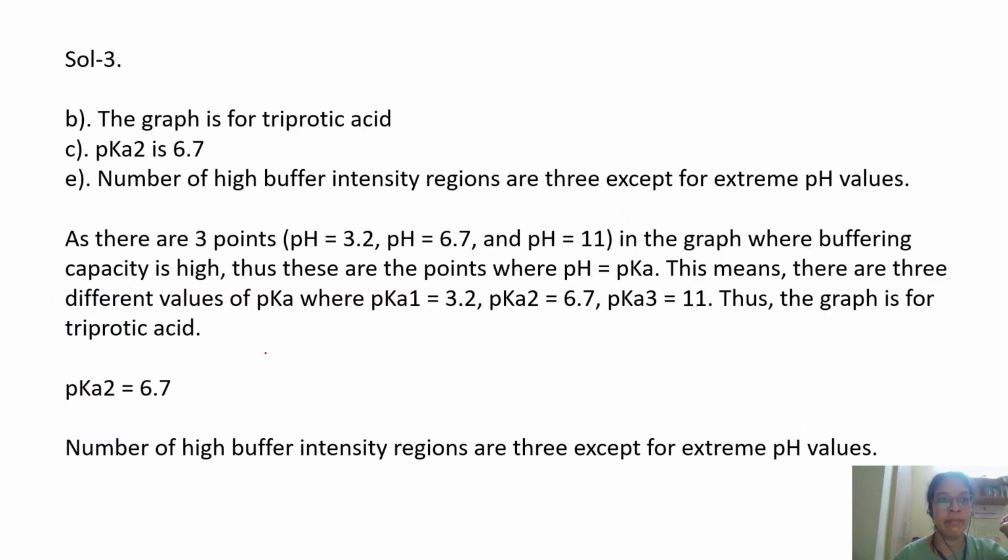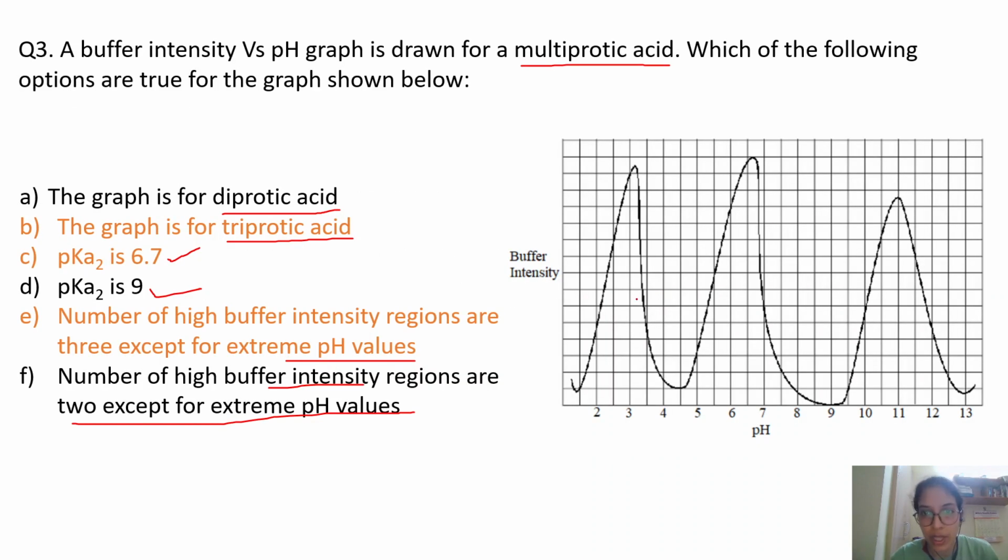So there are 3 points, pH 3.2, 6.7 and 11, in the graph where buffering capacity is high. Okay, so 3.2, 6.7 and 11. So yeah, we can see here 3.2, 6.7 and 11. We are talking about these peaks. So these are the regions.